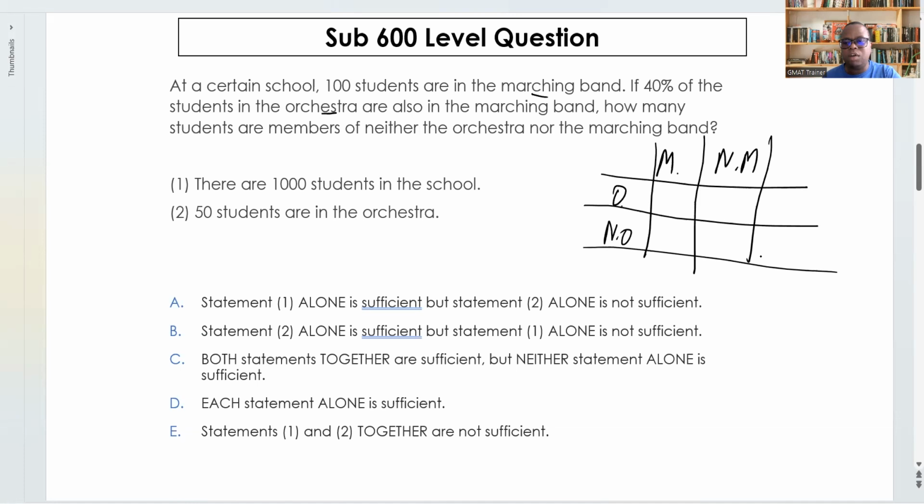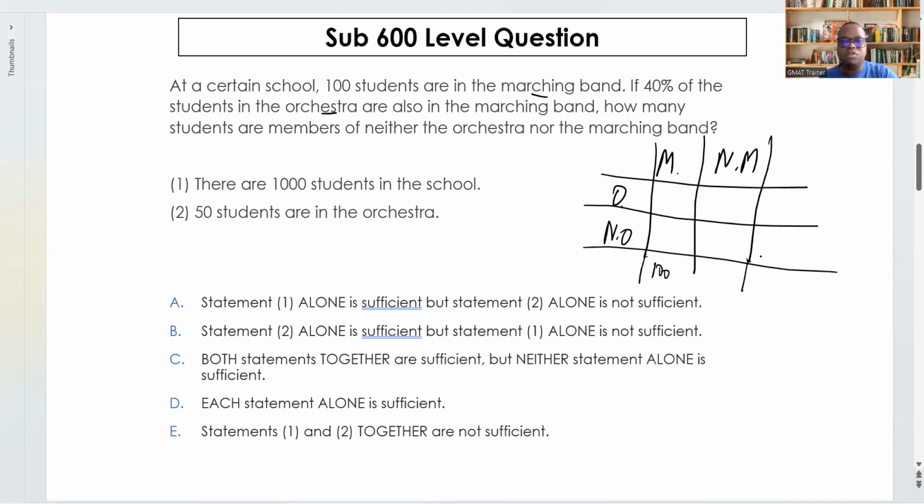Given the steps we have in the DS methodology, we need to first define what would constitute sufficiency. You need to know what you've been told and what you haven't been told, and therefore what you need to get what you've been asked about. We see that there are 100 students in the marching band. So this column being marching band, this other one non-marching band, it means this column has 100 students. That's what we're being told.